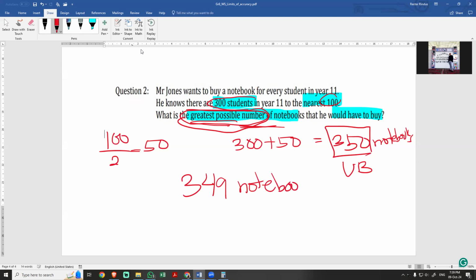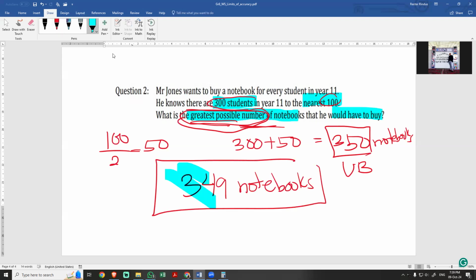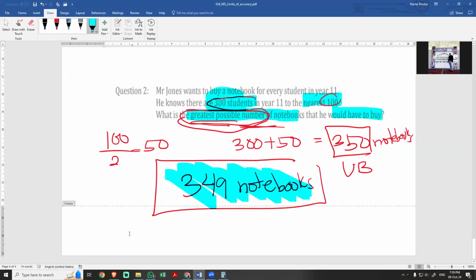Okay, let me repeat. 349 notebooks he needs if the question says the greatest possible number of notebooks that he would have to have for 300, because if you round that to the nearest 100, it will still become 300 in this particular value, but with 350 it will become 400. So that's the thing. The next question.